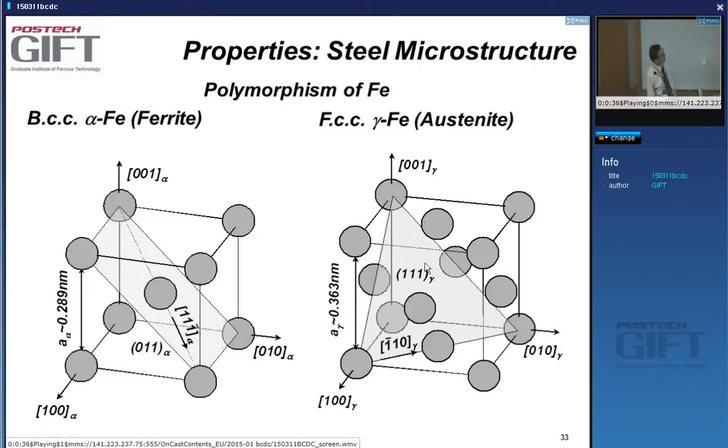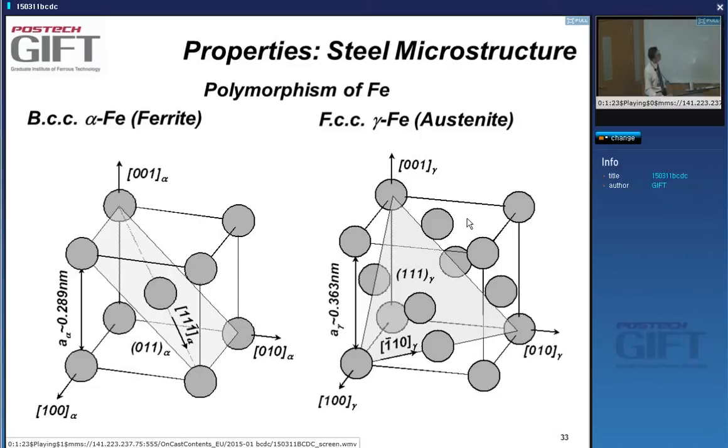This one here will transform to ferrite as you cool down. There is another polymorphic form of iron, called epsilon iron, which is hexagonal and also exists, but that exists at very high temperatures, and you only encounter it in relatively highly alloyed steels. So for most steels, it's not really relevant. But in pure iron, you really need huge pressures to see it. Okay.